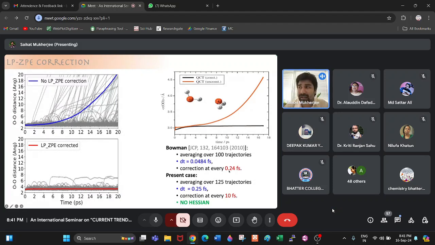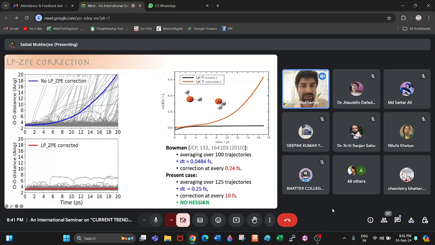Bowman applied his correction at every 0.24 femtosecond. I applied the correction at every 10 femtosecond. That means I am intervening less in the inherent dynamics. And the most important thing, I did not require Hessian calculation.